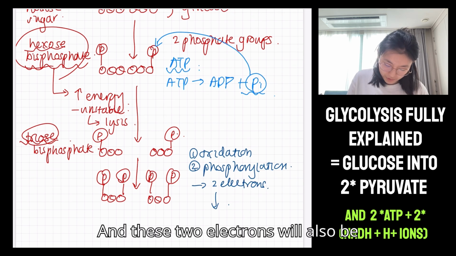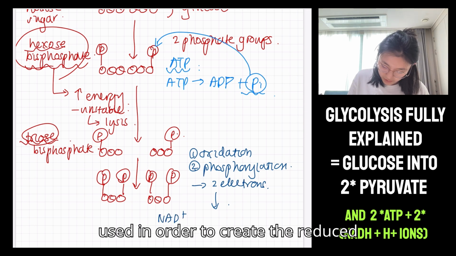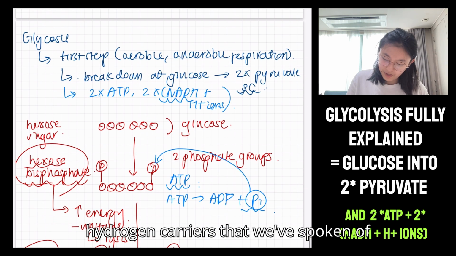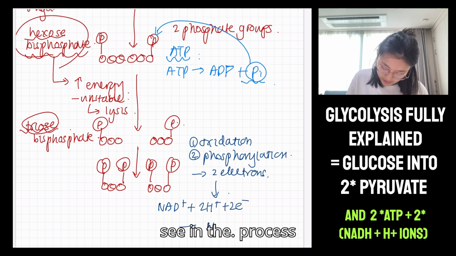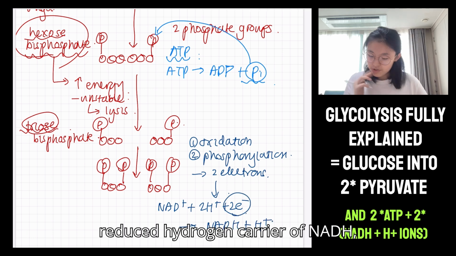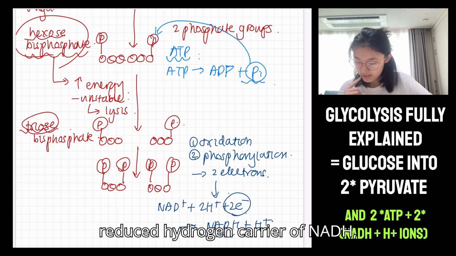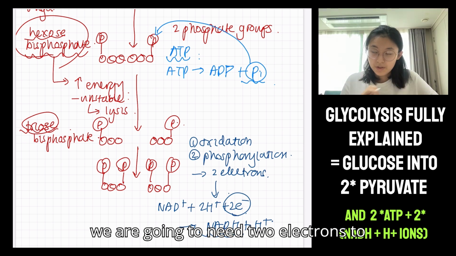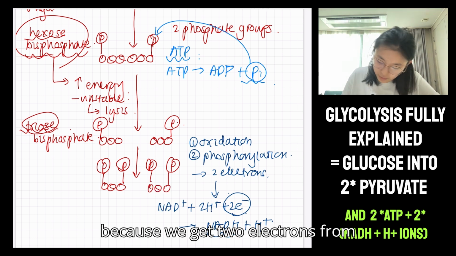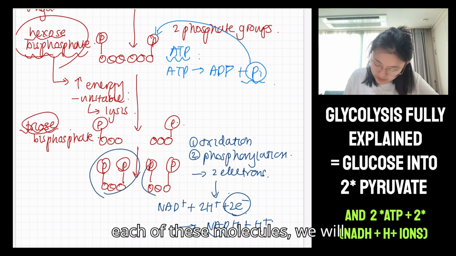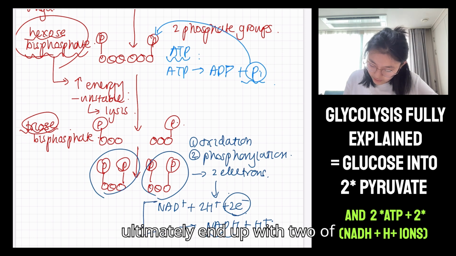These 2 electrons will be used in order to create the reduced hydrogen carriers that we've spoken of before, because as you can see, in the process of creating a reduced hydrogen carrier of NADH, we need 2 electrons to create one of these molecules, and because we get 2 electrons from each of these molecules, we will ultimately end up with 2 of these.